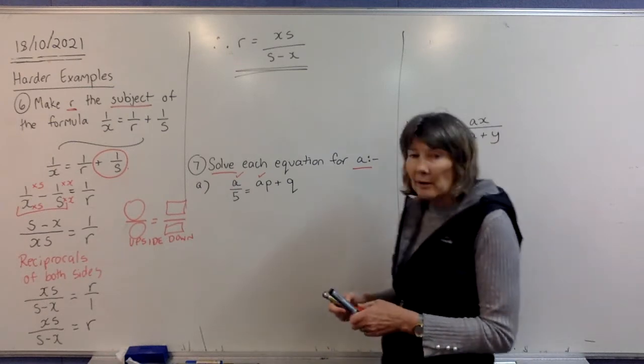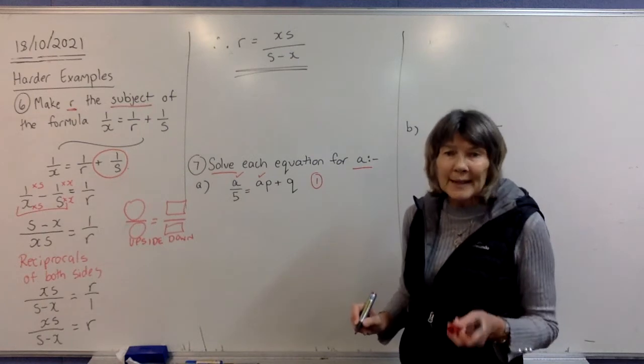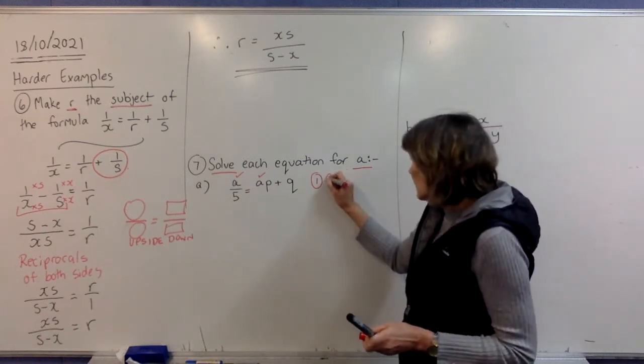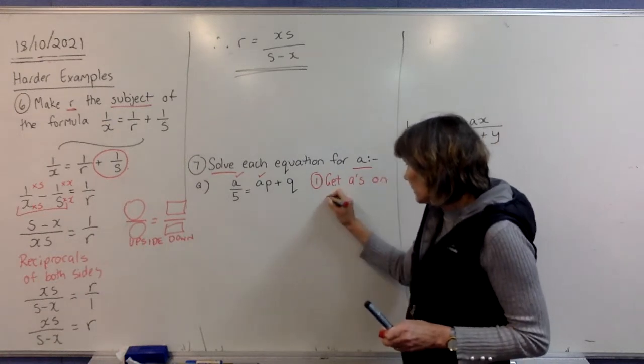So when you've got the subject that you're looking for in two different terms, and especially on two different sides of the equation, they can be tricky. All right, so there are a couple of things we need to do here. Step 1, we need to get these letters together. So we want to get the A's on one side of the equation.